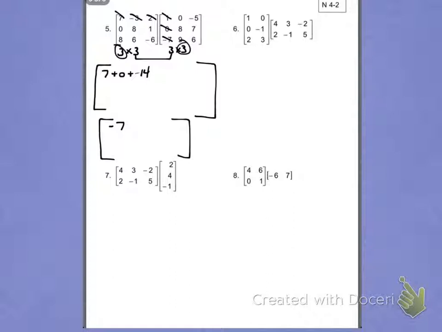Now let's look at the middle thing. What should be in the middle here? We're going to go first row times middle column. 7 times 0 is 0. Plus negative 3 times 8. We've done this one. Negative 3 times 8 is negative 24. Plus 2 times 9 is 18. Negative 24 plus 18 is negative 6. So that's what's going to go in the middle right there.